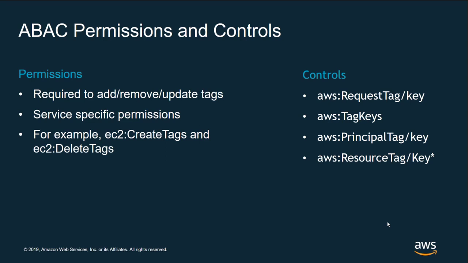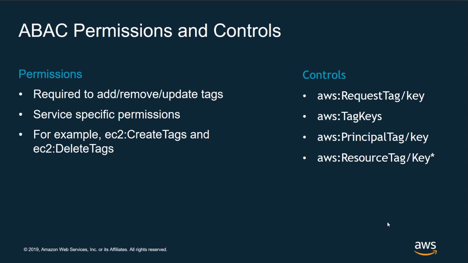And the last one is the AWS resource tag. This is basically, just like you had principal tags, which were referencing the tags on the principals, the resource tag will be the tag on the resource, so on the resource on which the action is being performed. So in the case of EC2, it will be the EC2 tags attached to the instance itself.